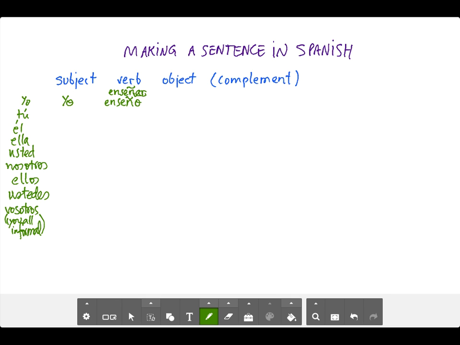And then, of course, you have to think of, okay, what do I teach? So that would be the object. So yo enseño español. And then we have the complement, which can be additional information that you want to provide. And in English, you have to think of, okay, to whom? Por ejemplo, a los estudiantes. And then you can also mention that in a place, in la universidad.